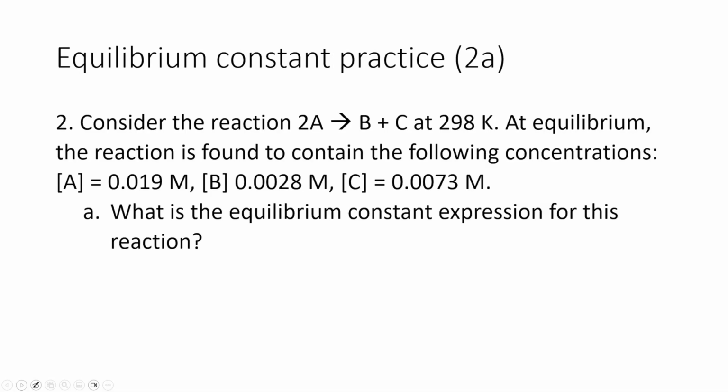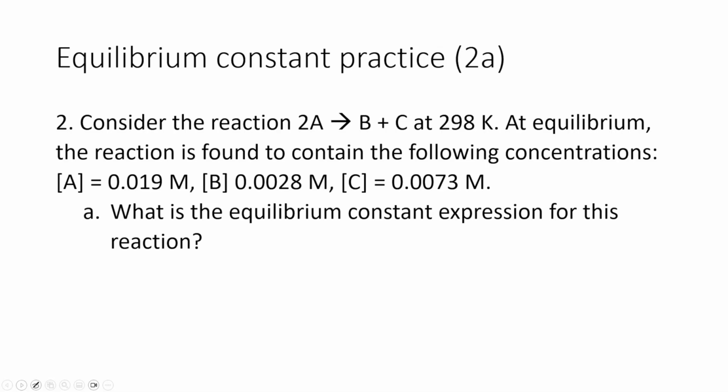So, another Gibbs free energy type question, but now we're going to focus more on the equilibrium constant, which ties us back in from that last question. So, new reaction, 2A makes B plus C. We're at 298 K. When this reaction is at equilibrium, we have the following concentrations of A, B, and C. I will not read them out loud, but they're right on the slide for you. So first part of the question, what is the equilibrium constant expression for this reaction?